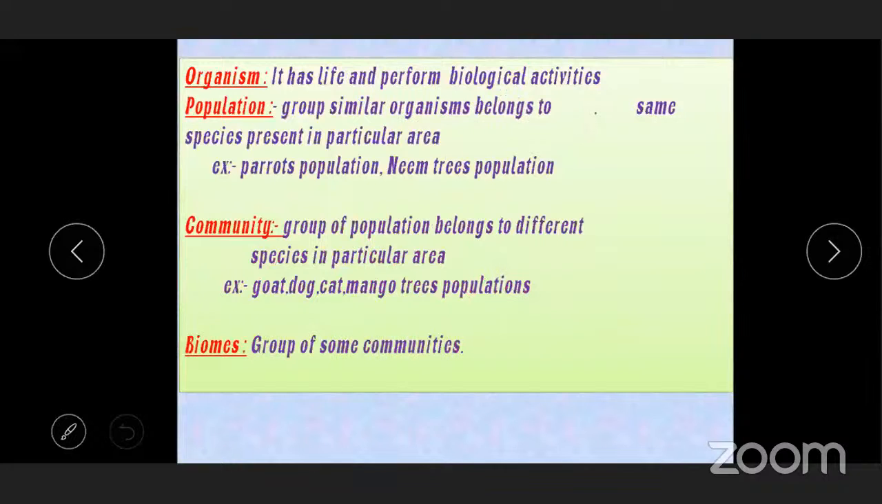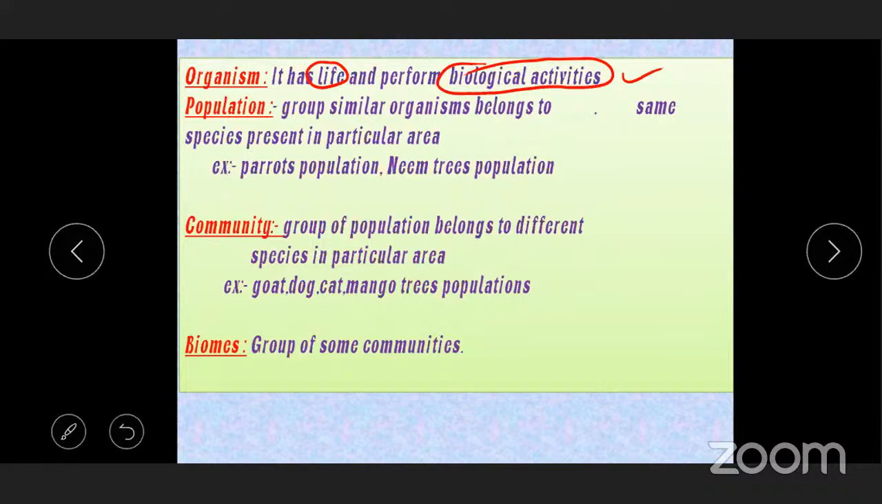Organism. What is organism? Organism has life and performs some biological or metabolic activities like respiration, digestion, photosynthesis, or any other metabolic activities. That is called organism. What is organism? It has life and performs biological activities. That is called as what? Organism.